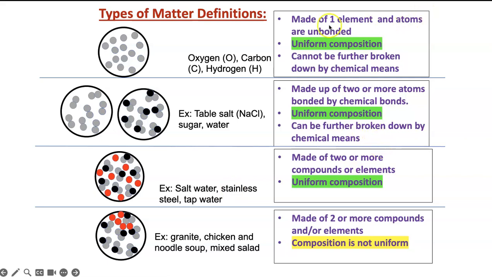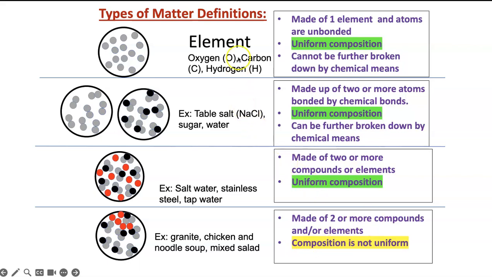So here are the definitions. This is made out of one element and they are unbonded, cannot be further broken down by chemical means, and uniform composition. This is made up of two or more atoms, chemically bonded, uniform composition, can be further broken down by chemical means into the component elements. This one, made up of two or more compounds or elements, uniform composition. This one, also two or more elements or compounds, but the composition is not uniform.